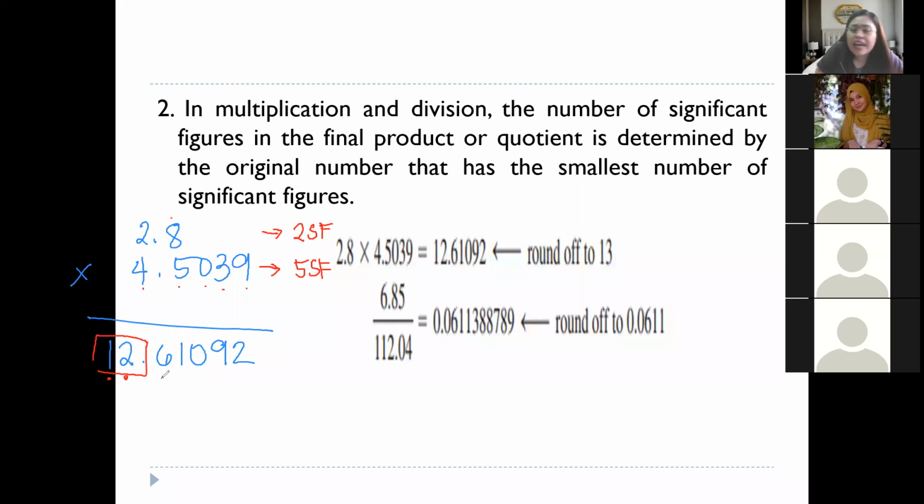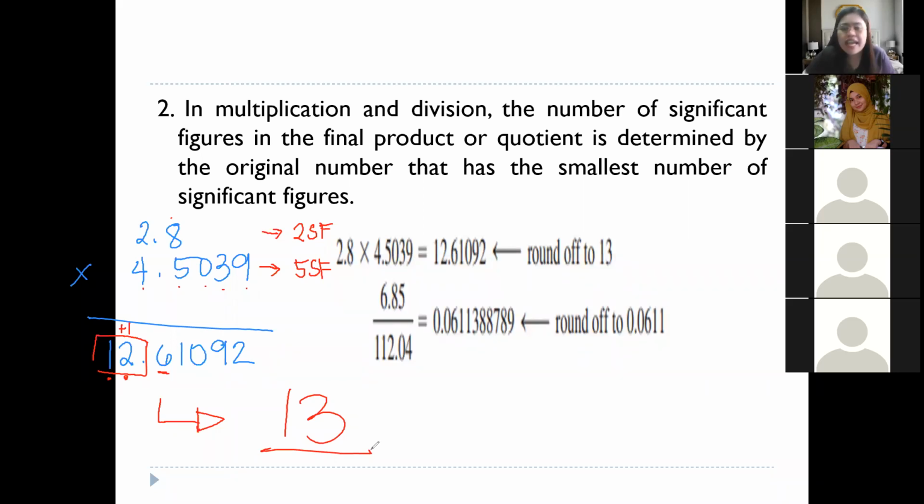But didn't I say we need to consider the next digit, whether we add 1 or not? Now, the next digit is 6. That's more than 5, so we add 1 here. Which means the final answer here is 13. That's how you do it in multiplication. So this is correct because 13 has two significant figures. It follows our rule.